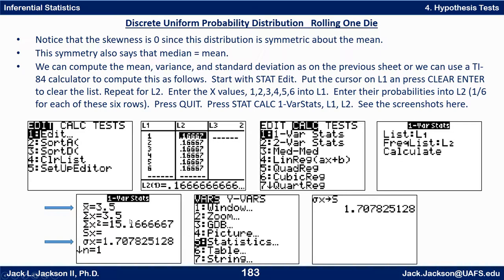And notice that you can access these variables again. Particularly, I might not want to have to type all these in again, but I can access them by hitting variables, VARS. Go down to number 5 and choose statistics. That will be sigma sub x. If I want to store that as S, I could. And here it is, 1.707825128. So we can figure that out.